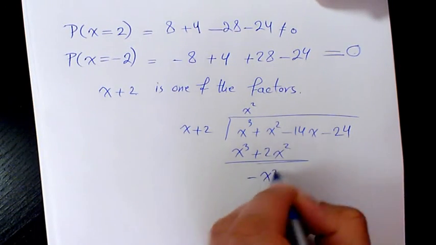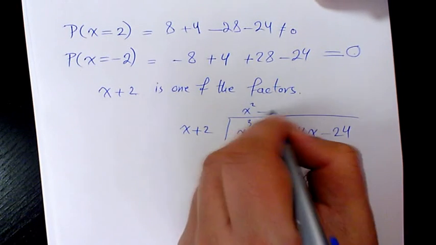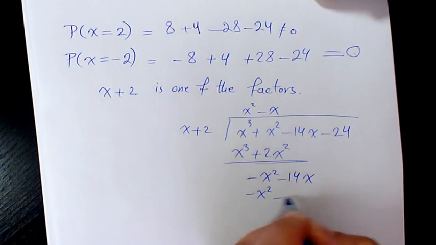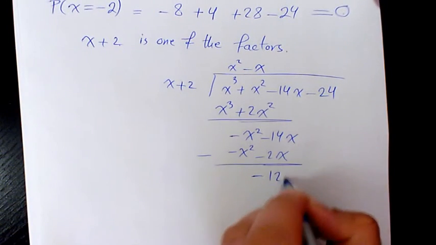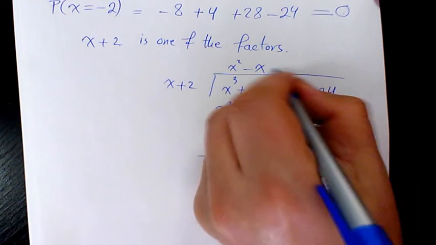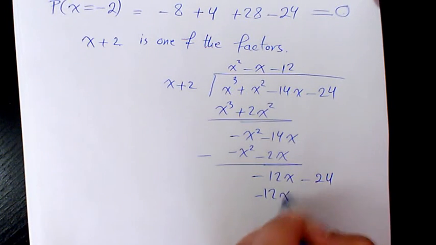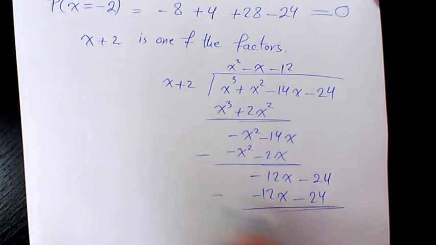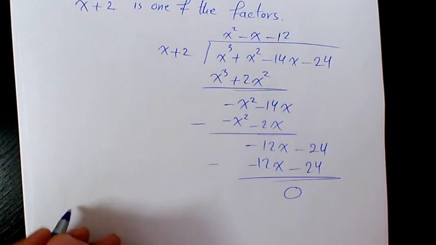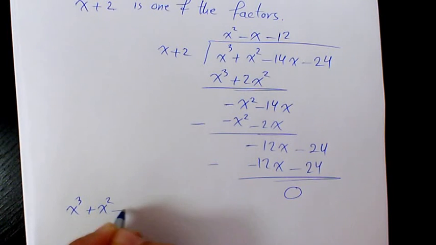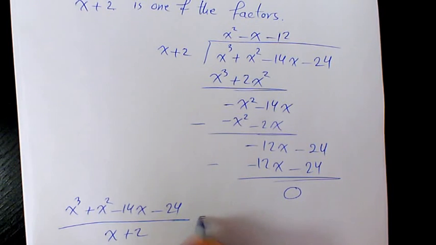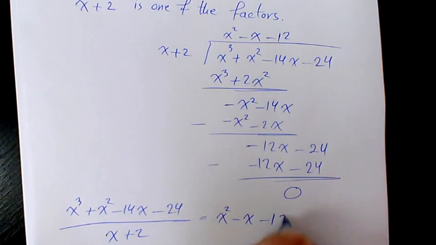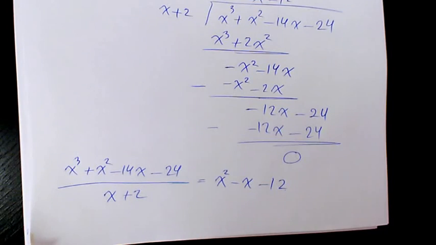And here we have negative x squared minus 14x. It's going to be negative x squared minus 2x. When you subtract it, it's going to be negative 12x minus 24. When you subtract, it's going to be 0. So x cubed plus x squared minus 14x minus 24 divided by x plus 2 is x squared minus x minus 12, which is going to be the next one to factor.